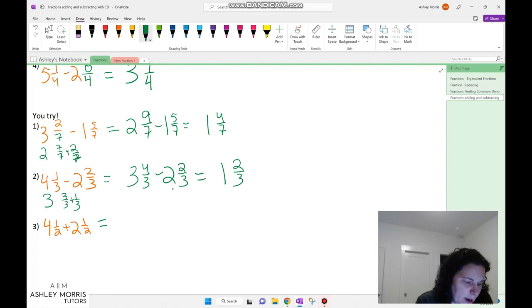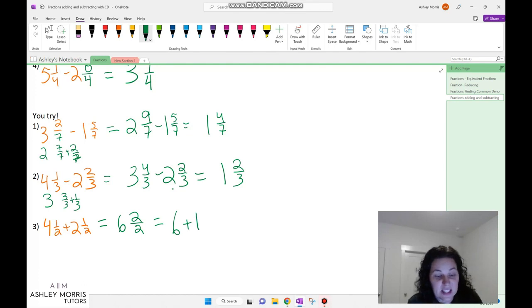4 and 5 plus 2 and 5. That doesn't need any help. That can just be done. Ooh, yikes. 4 plus 2 is 6. 1 plus 1 is 2. Leave the denominator alone. 2/2 is 1. So we've got a 6 and we've got one more. 2/2 is 1. So that becomes 7.